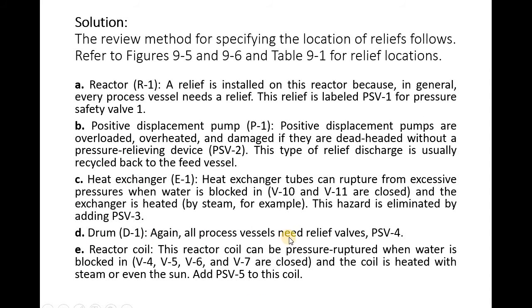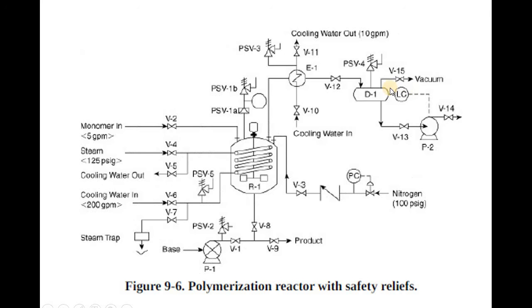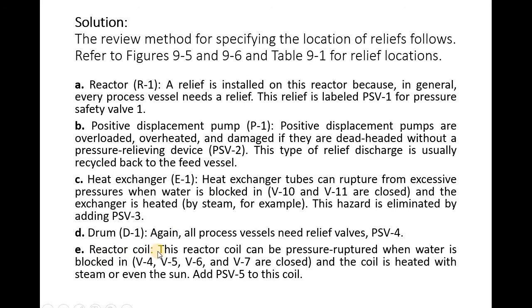Drum, again, all process variables need relief valves. And this is the reason why we are adding a relief valve here, because we have build up of gases. And we go to the last one, reactor coil. This reactor coil can be pressure ruptured. So the coil could be ruptured when water is blocked in V4, 5, 6, and 7, and the coil is heated with steam, and we need to add relief to this coil.